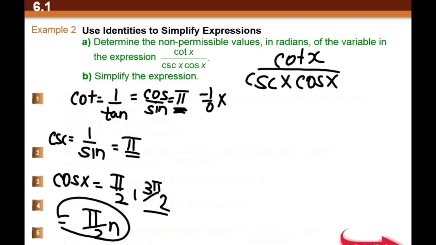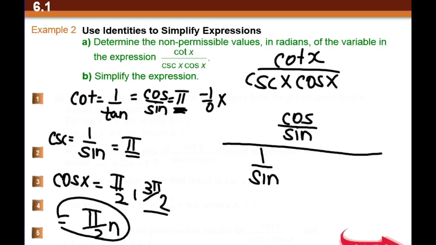Cotangent can be written as cos over sine. So all I'm doing is replacing cotangent with cos over sine. That is now the top. Can we replace cosecant with something? How about 1 over sine? And then we still have this cos multiplying to it.